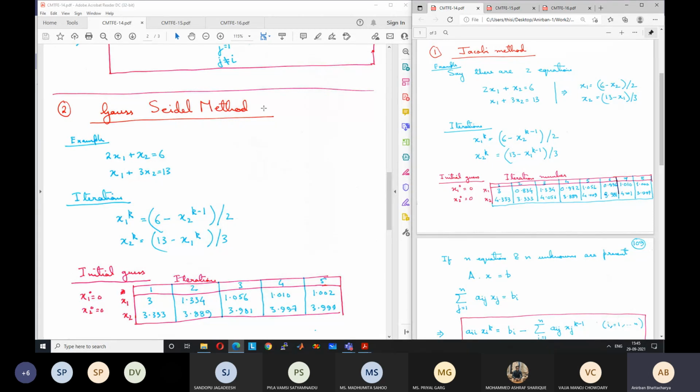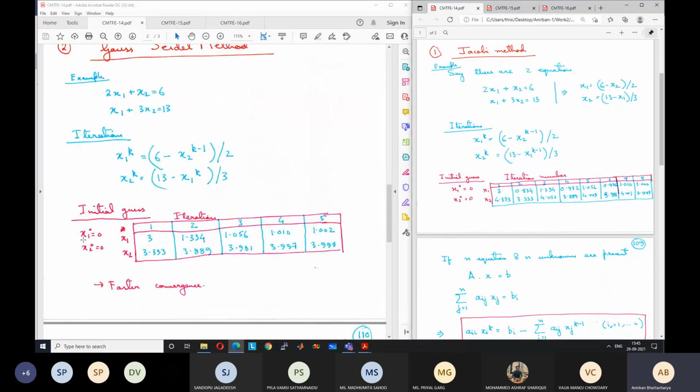Okay. So with that idea, we can see that for the first iteration, x1 is (6 minus 0) by 2, so it is 3. And for x2, we will now use the updated values, right? We will not use the old value. The new x1 value is already known. It is 3. So (13 minus 3) by 3, so 10 by 3, 3.33. Now again using this, (6 minus 3.33) by 2, so 1.334. And using this updated value, we will find the new value. So as a result, convergence will go much faster.